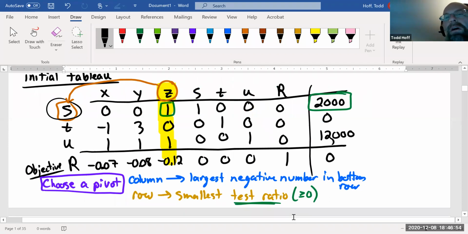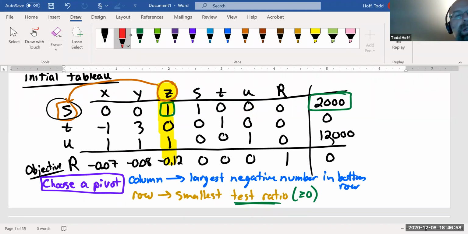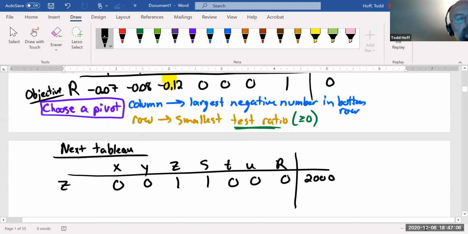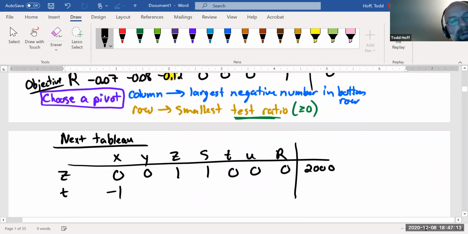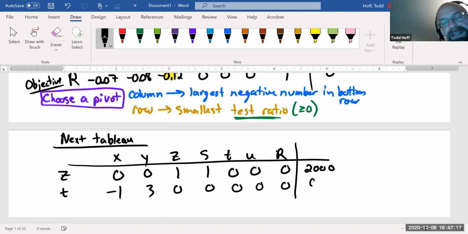Now we need to clear all the other entries in that column. Well, this entry is already 0. That row does not need to change because that entry is already clear. So T, the T row, is going to be -1, 3, 0, 0, 0, 0, 0, 0.